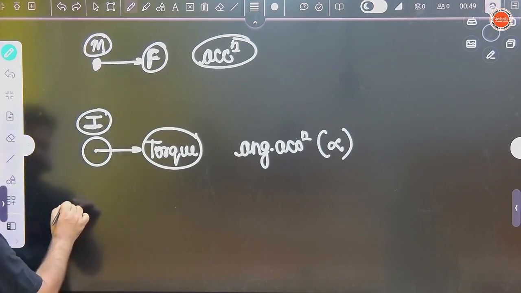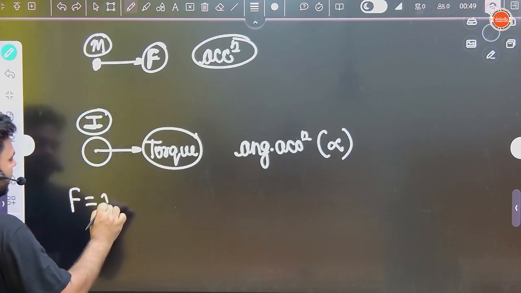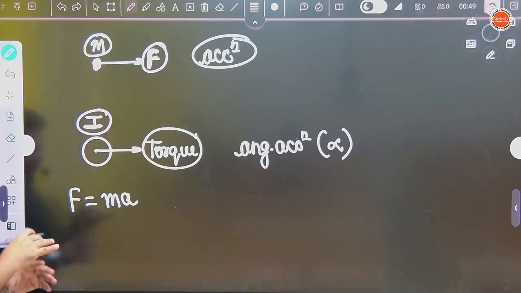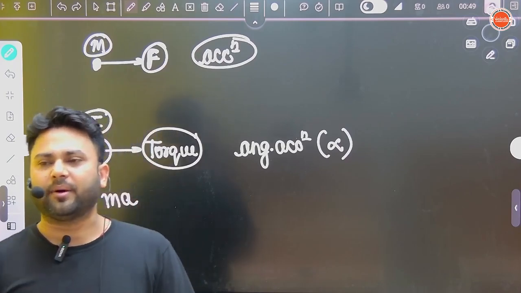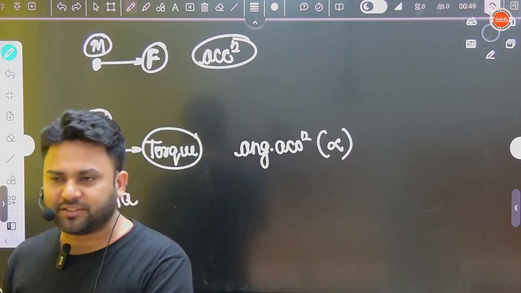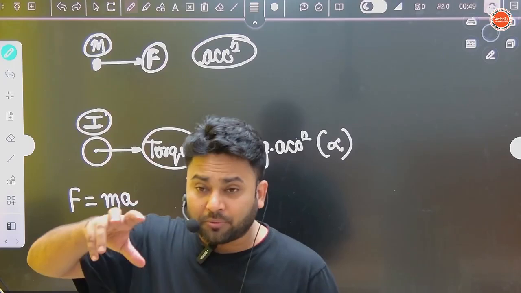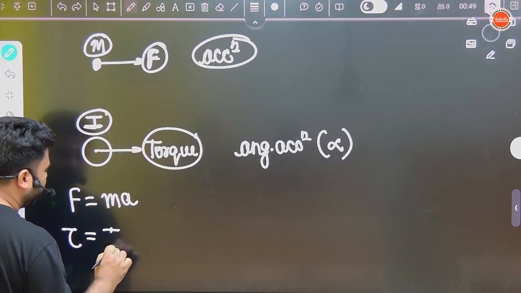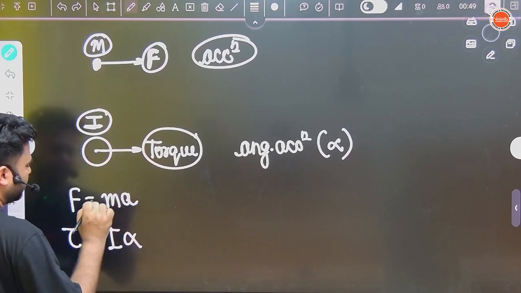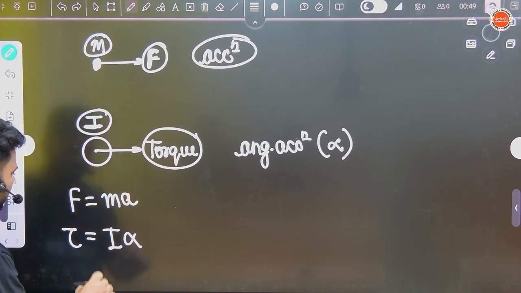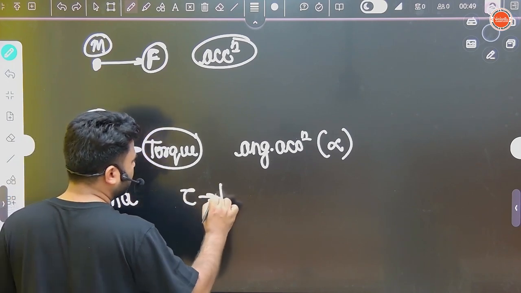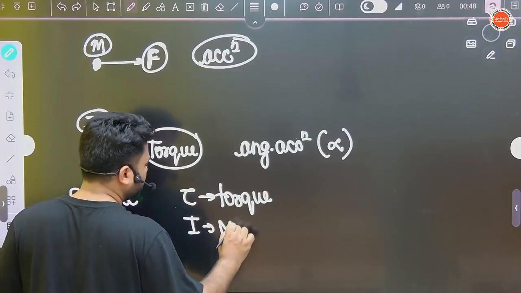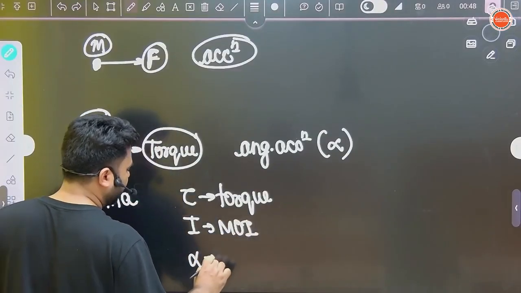What I am trying to say, like in linear motion, what we write, force equals mass into acceleration. If the object is rotating, always remember, force is replaced by torque, mass is replaced by moment of inertia, acceleration is replaced by angular acceleration. So you should remember what is tau. Tau is torque, I is moment of inertia, alpha is angular acceleration.